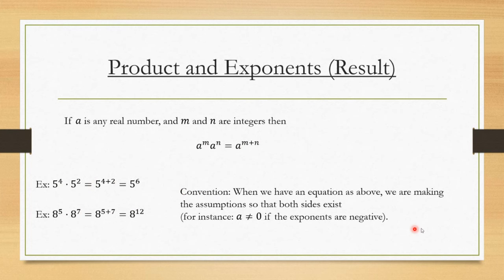This is actually a convention that the book is making. When you have an equation like this, we're assuming that both sides exist. If a were positive, then m and n really could be any kind of integer. But remember, if m and n were negative, then a would have to also be non-zero. So in order to avoid writing all these cases and excessive writing, this is the convention that the authors are making. I really hope this does make sense.